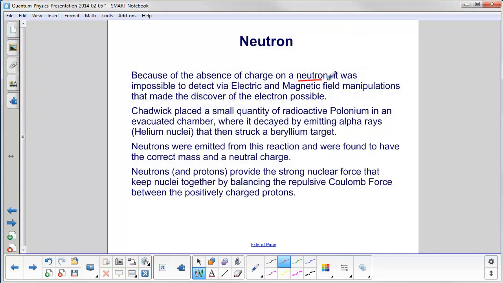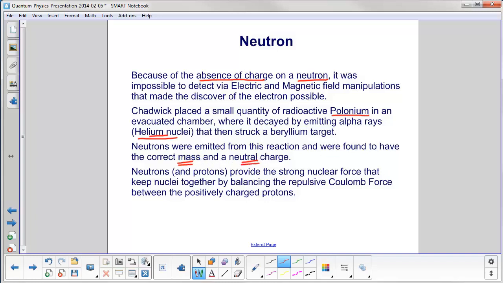The neutron is neutral. There is no charge. So it was impossible to detect it via electric and magnetic field manipulations that made it possible to discover the electron. What Chadwick did is he placed a small quantity of radioactive polonium in an evacuated chamber, a vacuum, and it decayed by emitting alpha rays, which of course are just helium nuclei, helium without their electrons. This then struck a beryllium target. Neutrons were emitted from this reaction and were found to have both the correct mass and a neutral charge, absence of charge.